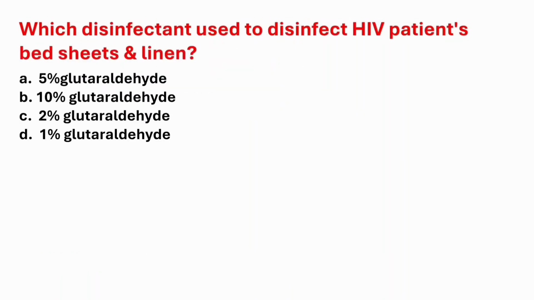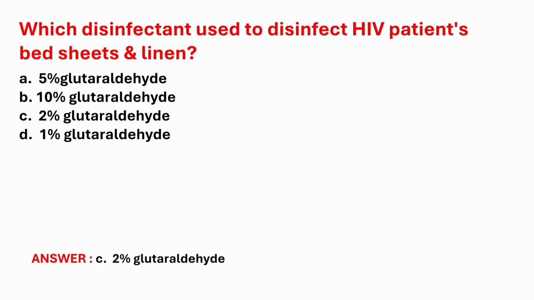Which disinfectant is used to disinfect HIV patients' bedsheets and linen? A. 5% glutaraldehyde, B. 10% glutaraldehyde, C. 2% glutaraldehyde, D. 1% glutaraldehyde. The correct answer is C.